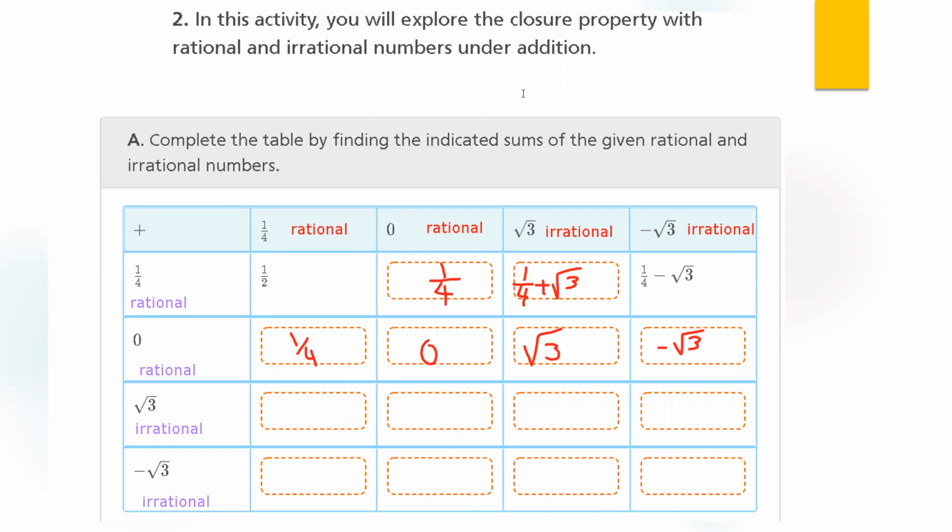Now, square root of 3 plus 1/4 will be 1/4 plus square root of 3. Square root of 3 plus 0 will be square root of 3. Square root of 3 plus square root of 3 will be 2 square root of 3. And square root of 3 minus square root of 3 will be 0.